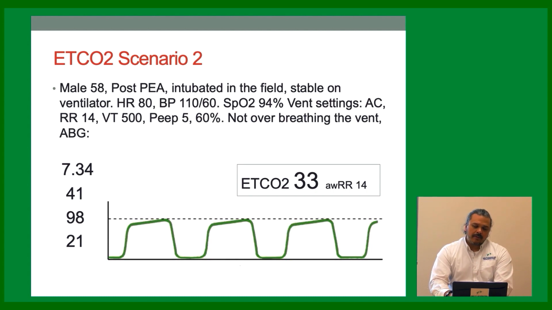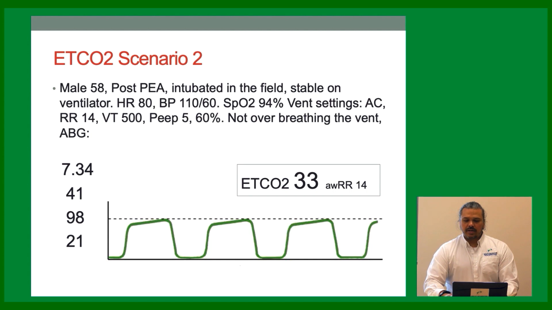Looking good. All of a sudden we get this low end-tidal alarm beeping. Heart rate is 120, sat is 92. And then we get this: an end-tidal of 17. So what's the first thing we want to look at? We want to look at the respiratory rate, right? So we double check. He's set at 14, he's breathing 14. So it's not that. So why is his CO2 so low?